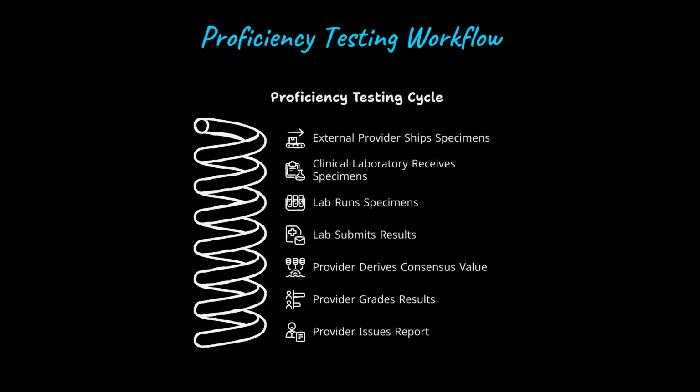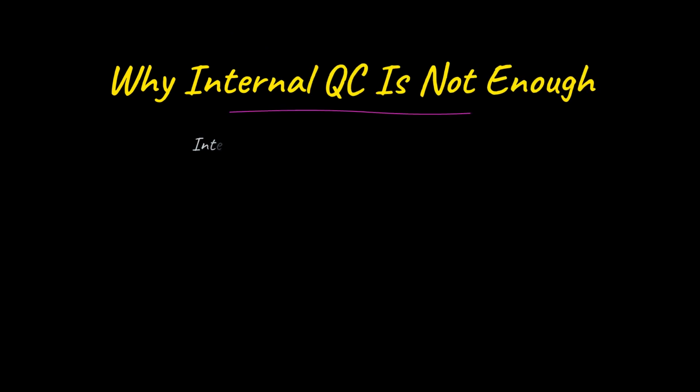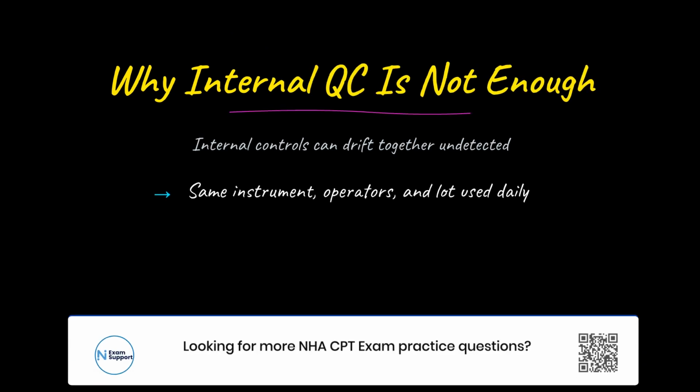The lab runs them like any patient sample, and the results are graded against a peer group consensus built from hundreds of other laboratories. That external verdict is what separates proficiency testing from anything the lab can verify on its own. Internal quality control is necessary but not sufficient.